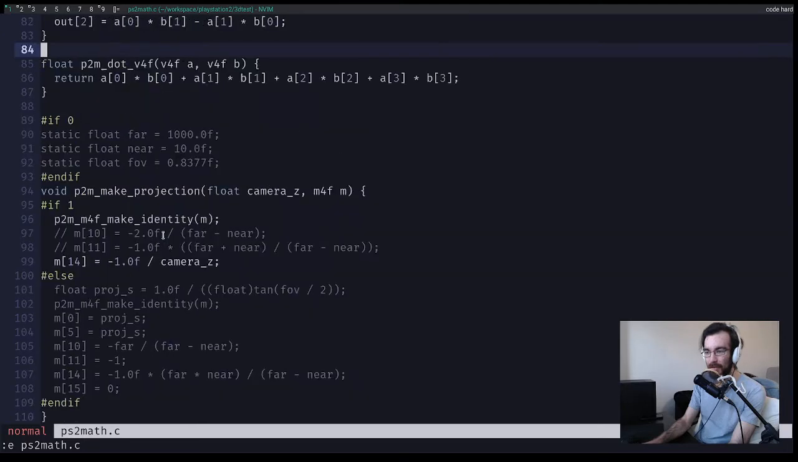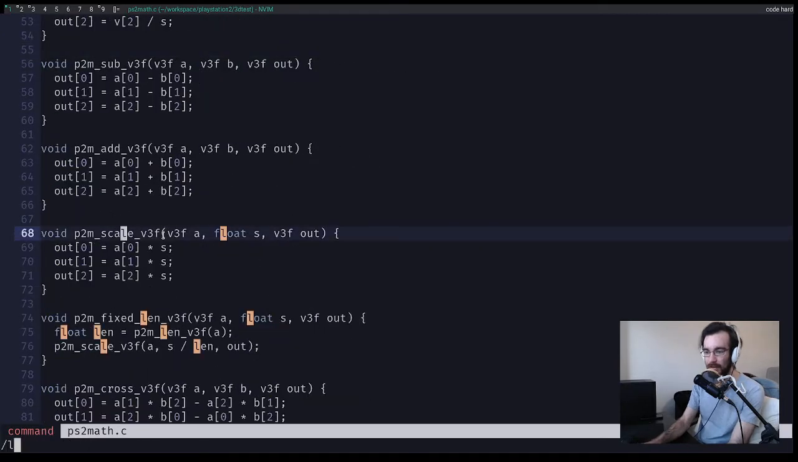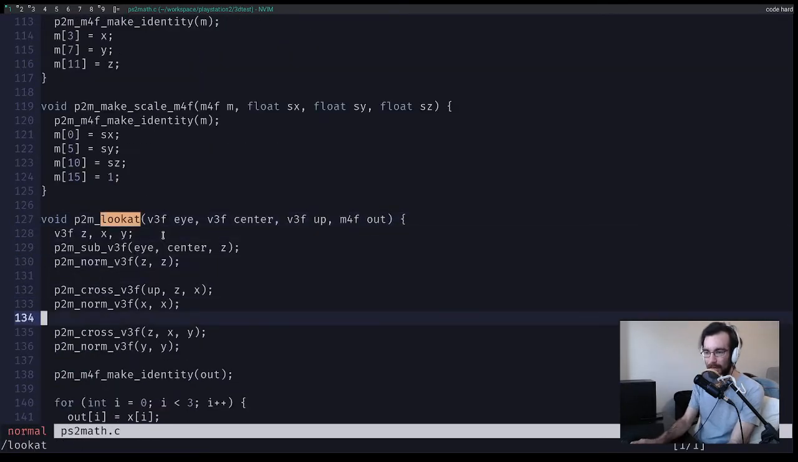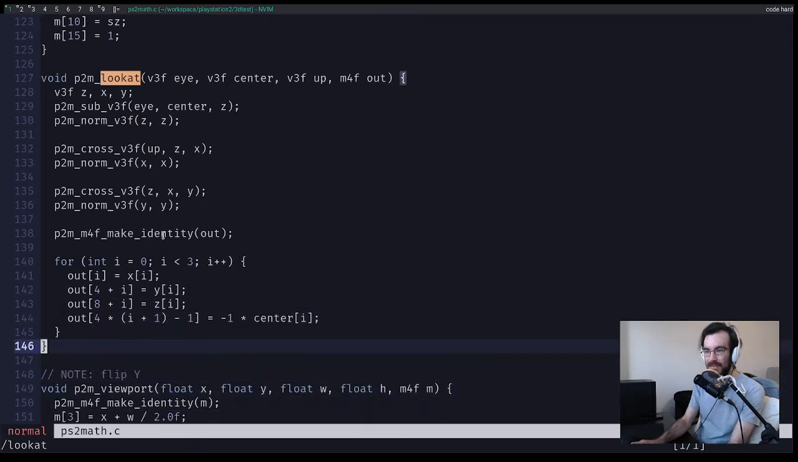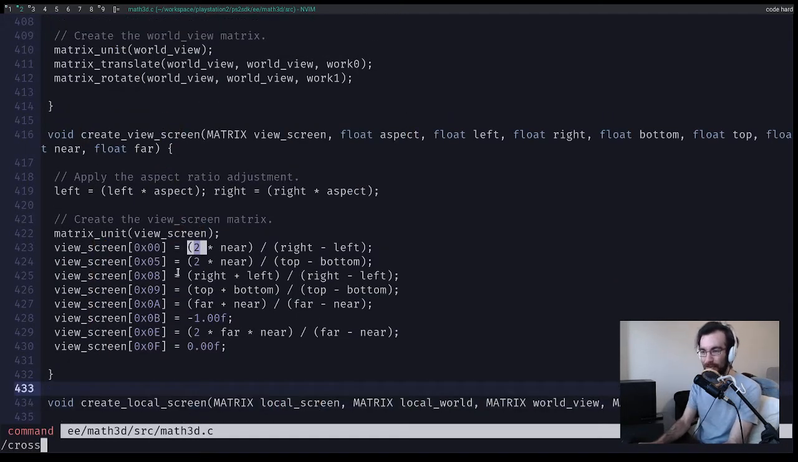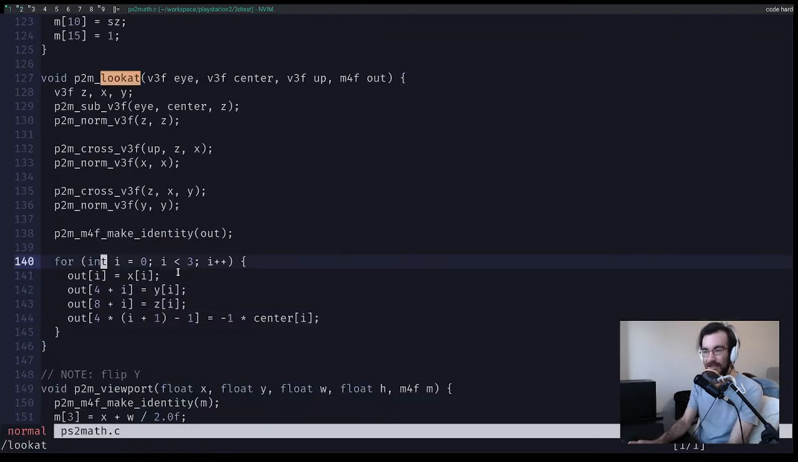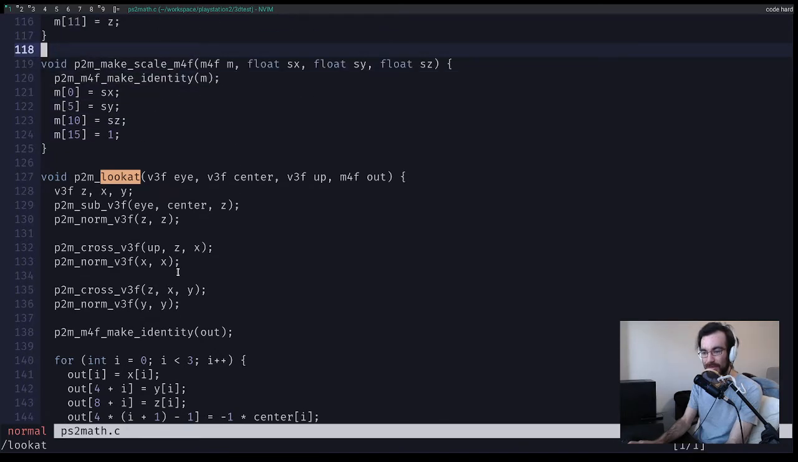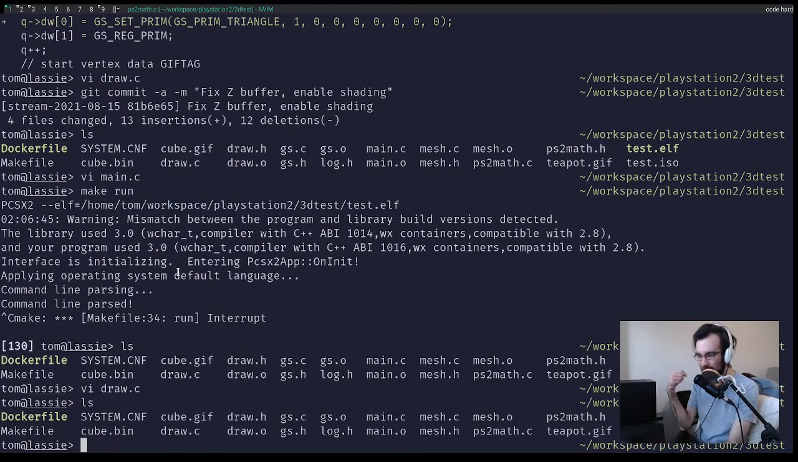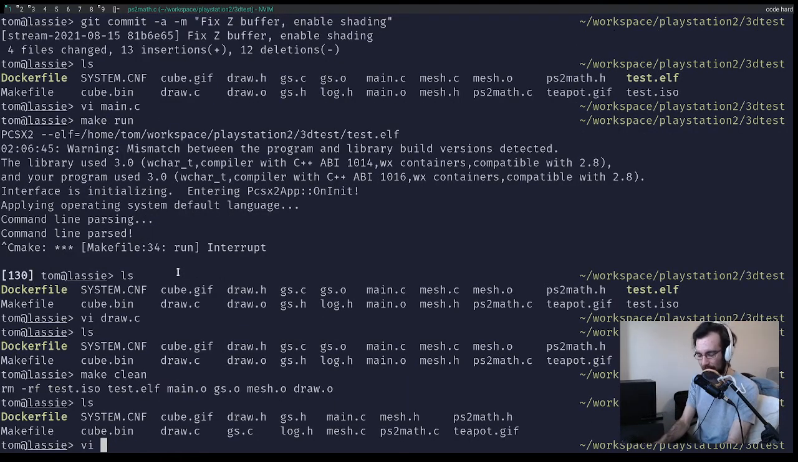The other thing that would be good to have is look at. So I need the cross product for this, and this doesn't have a cross product, does it? This doesn't even have a dot product. So let's do some math. I'm not going to use PS2 math. I'm going to start new math functions that build off of the PS2 SDK function. So let's clean up what's here.